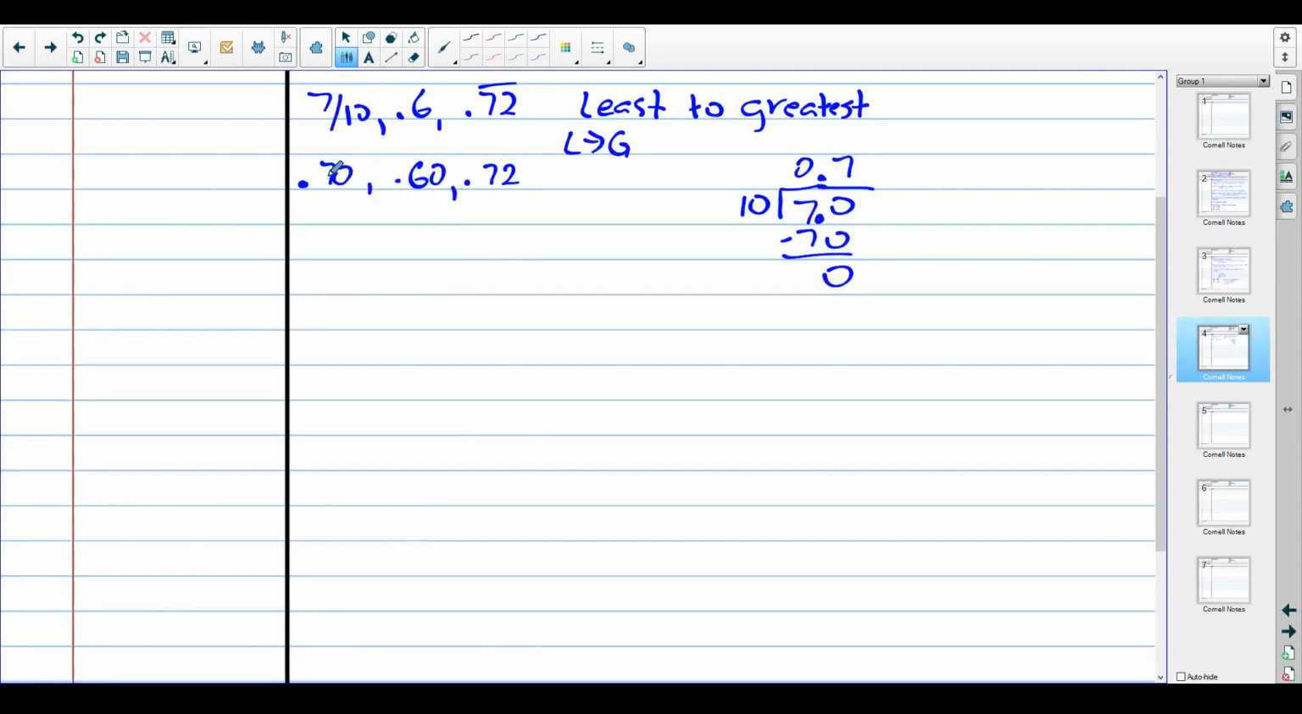So which is the least of these 3 numbers? 0.70, 0.60, or 0.72? Hopefully you'd see that's 0.60 or 0.6, because you always want to write your answer the same way it was given to you, no matter what work you did. The next biggest, either 70 or 72, 70, so 7/10, sorry. And then our biggest number was our 0.72 repeating. Okie dokie. And that's it.